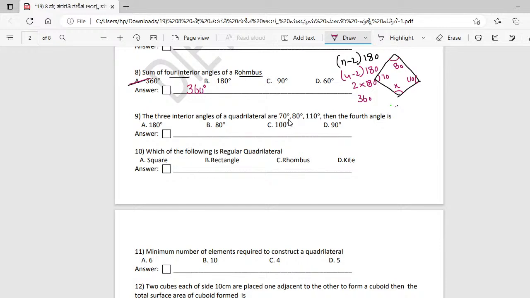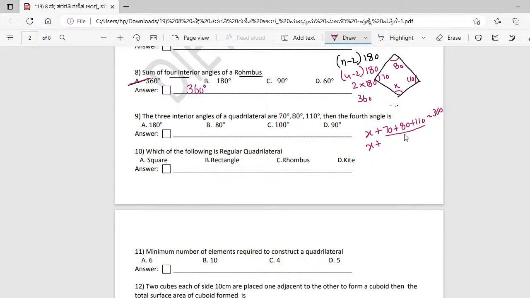That is what we call a quadrilateral. It has 4 sides, which means the total angle will be 360, right? So add all those angles: x plus 70 plus 80 plus 110 is equal to 360 degrees. Now, x plus 70 plus 80 plus 110, that will give the value as how much?